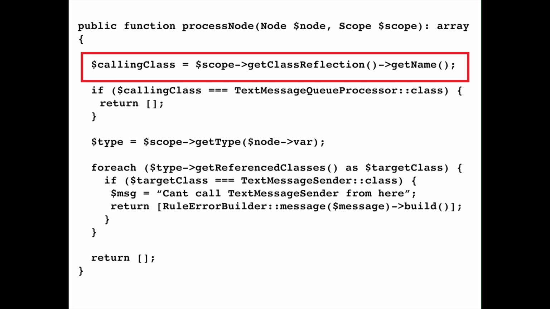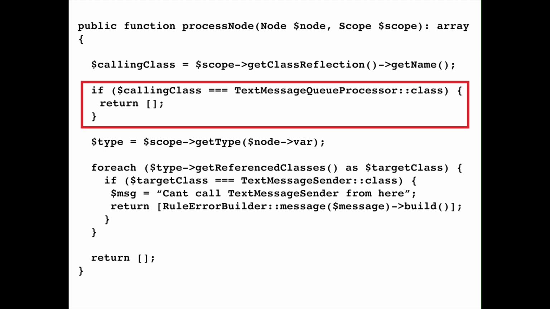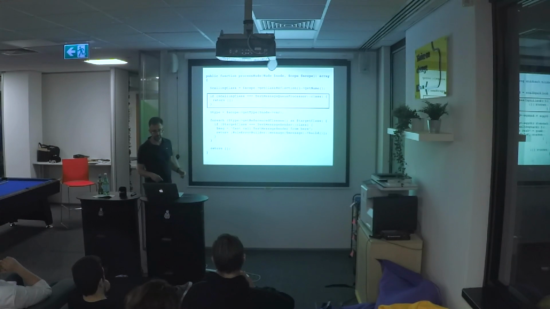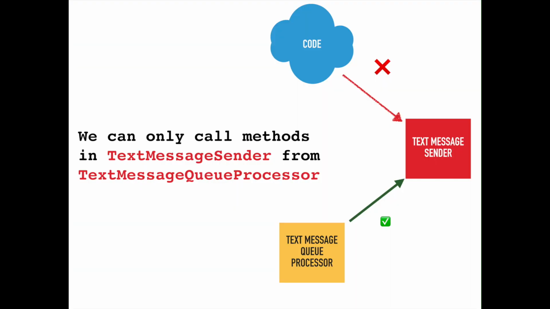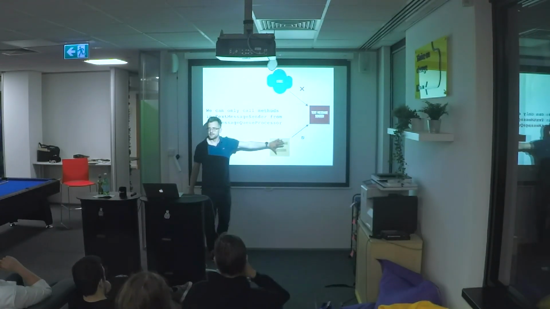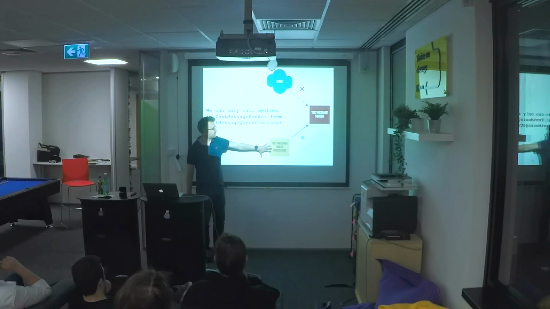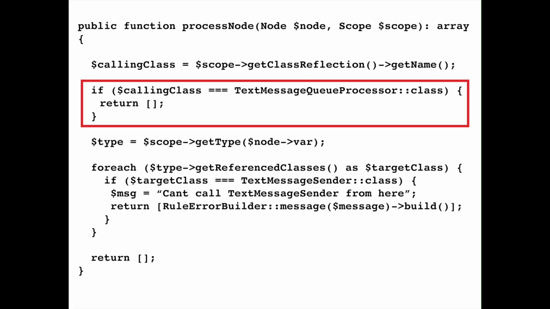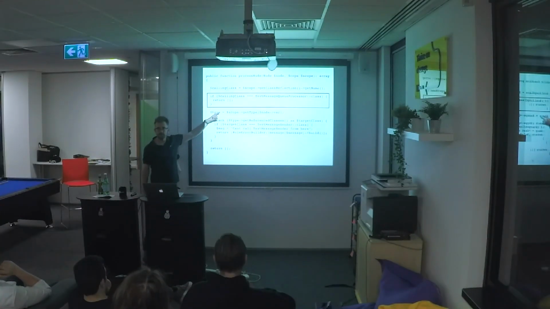So the first thing we can say is if our calling class is text message queue processor, we are going to return an empty array. This rule has not found any issues, okay? And the reason for this is because we're saying if we're making a call to text message sender from text message queue processor, that is all okay. So if we're in our text message queue processor, this rule will not be triggered, hence it returns early saying there are no errors here.